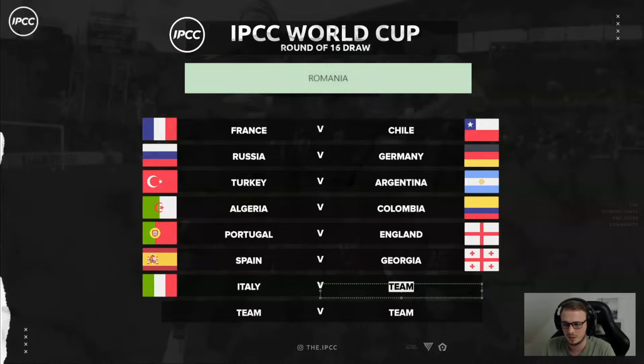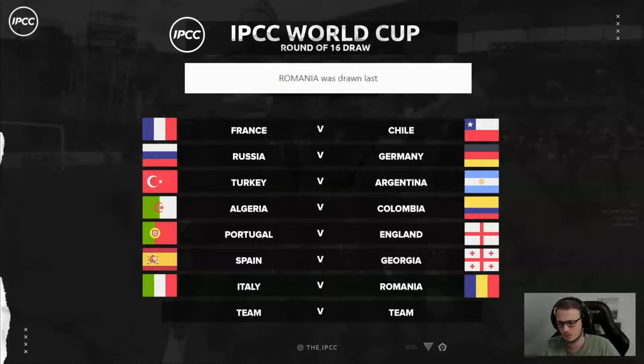The opponent of Italy will be Romania. Another interesting matchup. I think they already matched up in previous tournaments in knockout stages, if I'm correct. I don't know. Maybe someone can check it in the back. I'm not sure, but I think it was already a matchup last tournament, or maybe last FIFA, I'm not sure. And then we will have 2 teams remaining for the last match.